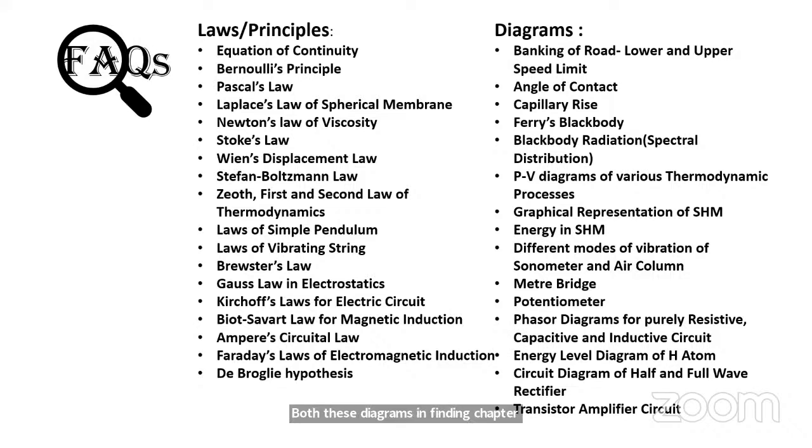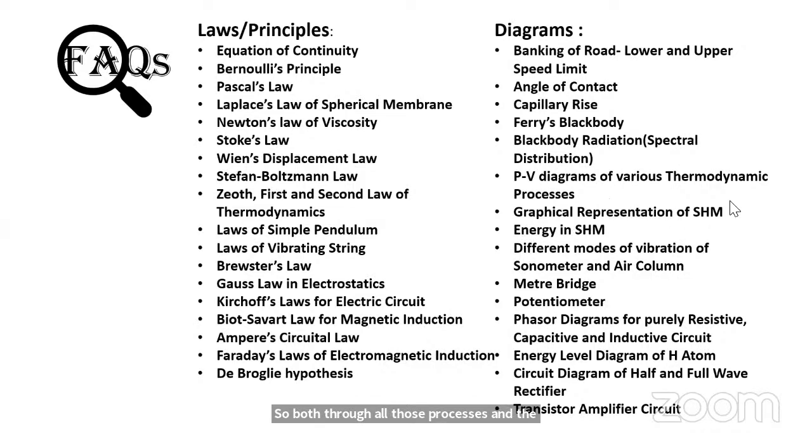Then PV diagrams of various thermodynamic processes like isothermal, isobaric, isochoric, then adiabatic, then reversible and non-reversible processes. So there are different types of thermodynamic processes, and for each process the PV diagram is different. So go through all those processes and the corresponding PV diagrams.